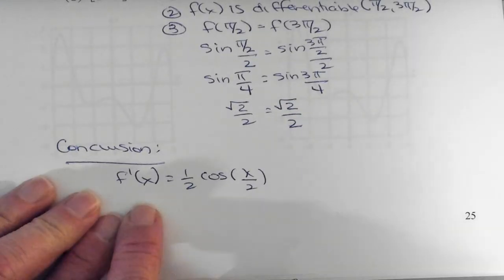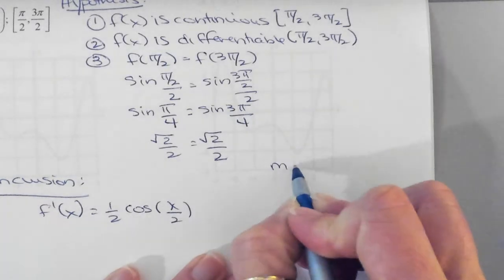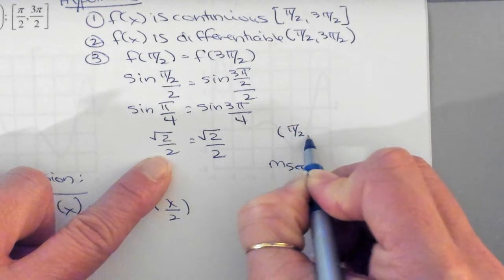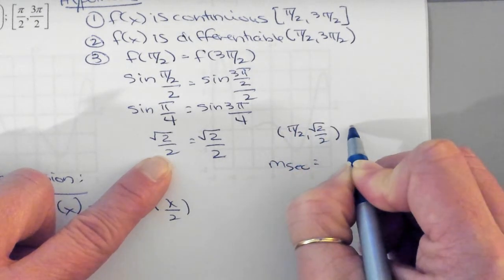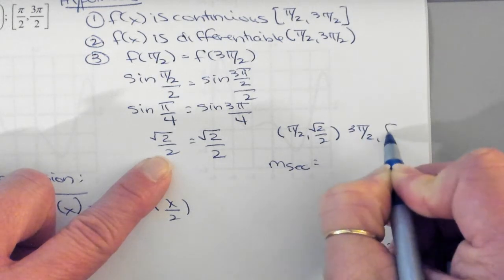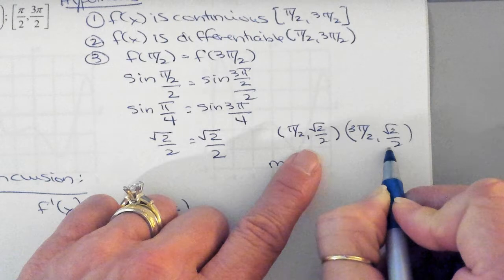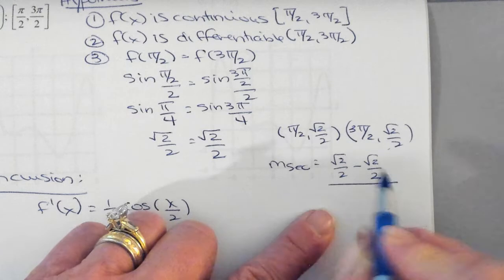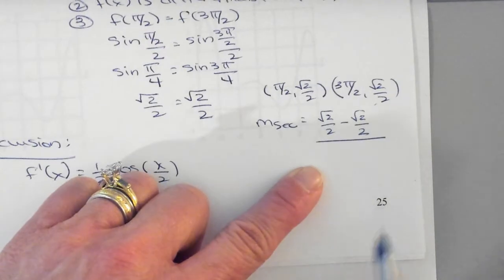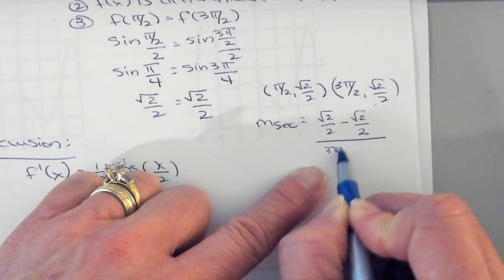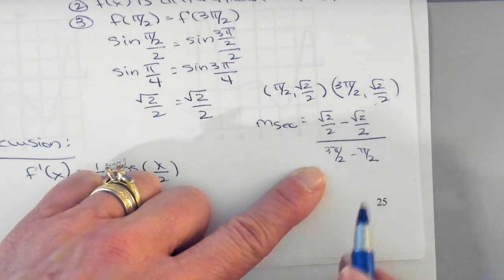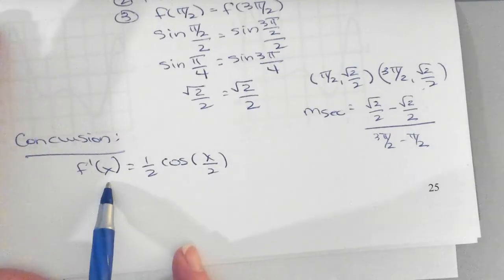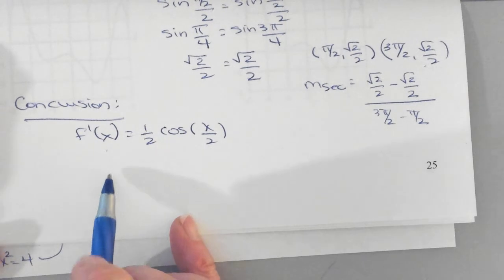The slope of the secant line, just so you guys can see, I'll do it over here, but because this is Rolle's theorem, these are my y values. So essentially I have the point pi over 2, square root of 2 over 2, and 3 pi over 2, square root of 2 over 2. These are my y values. When I find the slope, does it matter what's in the bottom? Unless it's 0, of course, but we know it's not, because it's 3 pi over 2 minus pi over 2. But it doesn't matter, because what's the numerator? 0.